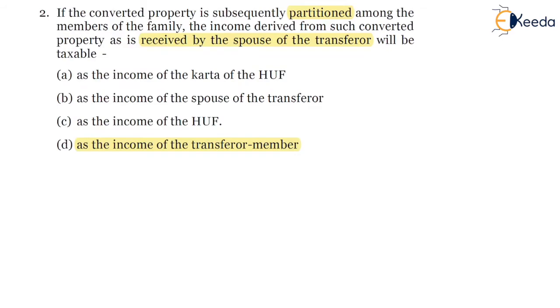So friends, it won't be taxable in the hands of karta, it won't be taxable in the hands of HUF, and neither will it be taxable in the hands of spouse of the transferor. It continues to be taxable in the hands of transferor member. So at the start, at the point of transfer of the asset to the HUF, even at that point of time, it was taxable in the hands of the transferor member. Also, at the time of partition of HUF, if any asset goes to the spouse, then part of the asset which has gone to the spouse will be clubbed in the hands of the transferor member. So this point you have to note. Fine. And this is coming from section 64(2).